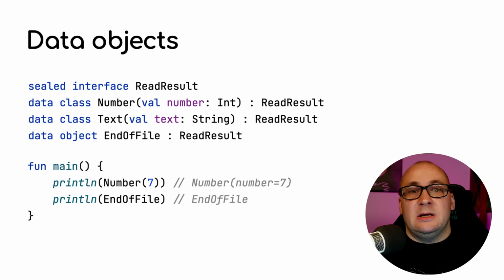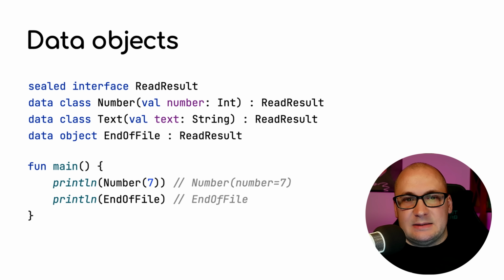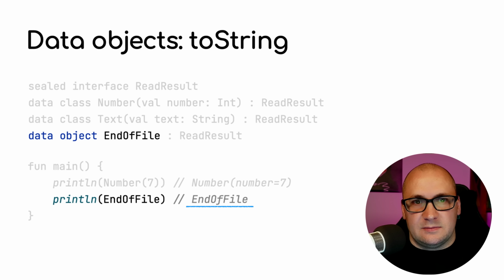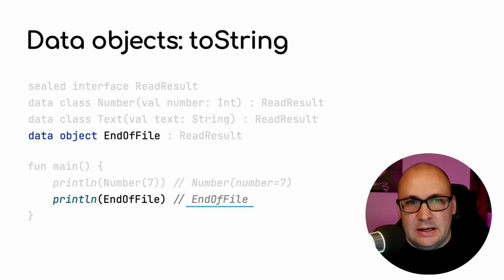For instance, here, declaring EndOfFile as a data object instead of a plain object means that it will get a nice toString implementation without having to implement it manually, and it will maintain the symmetry with the data class definitions in this example. The semantics of data objects has now been updated. The compiler automatically generates several convenience functions, including toString, equals, and hashCode. The toString function of a data object returns the simple name of that object. We have seen that in the previous example.